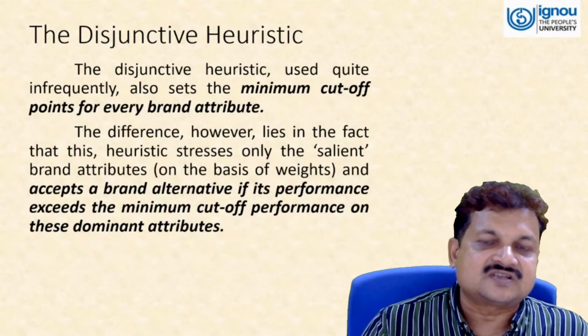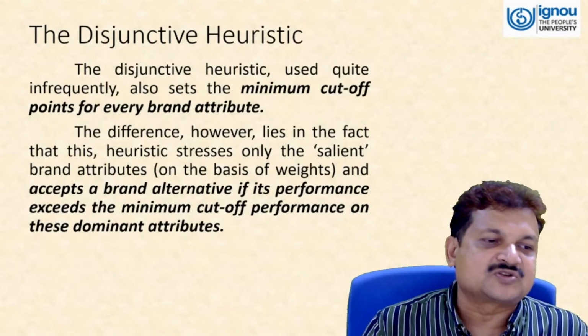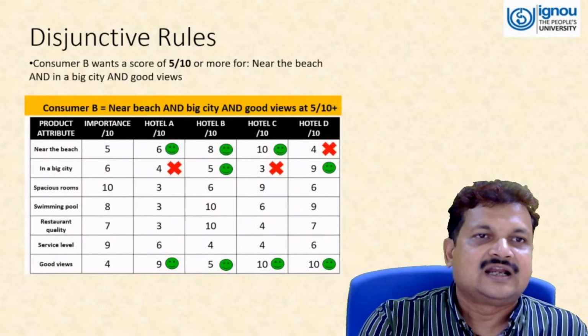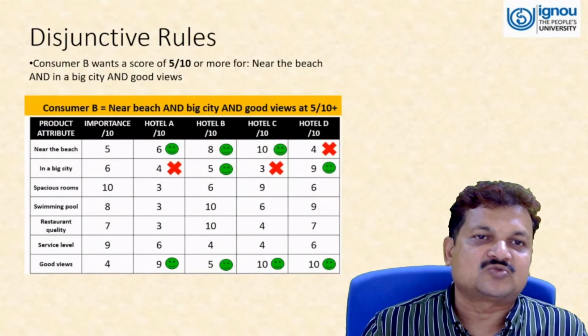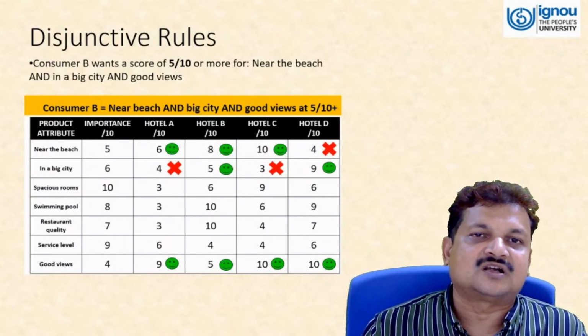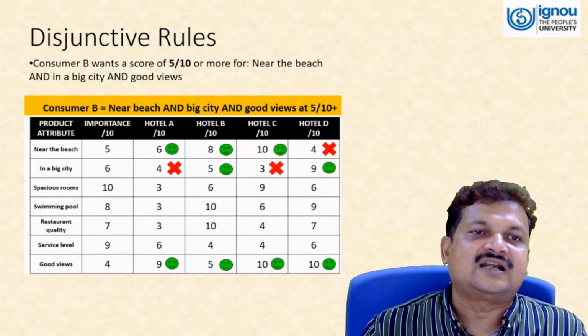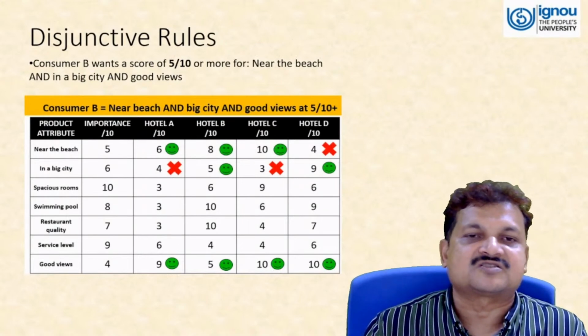So the disjunctive case is a little bit different. Each attribute score is compared, and on the basis of that we can say which is going to be selected. Here in the disjunctive rules, we find that consumer B has criteria: one is near beach, and big city, and good views. These three attributes are what the customer uses to select in the disjunctive rules.